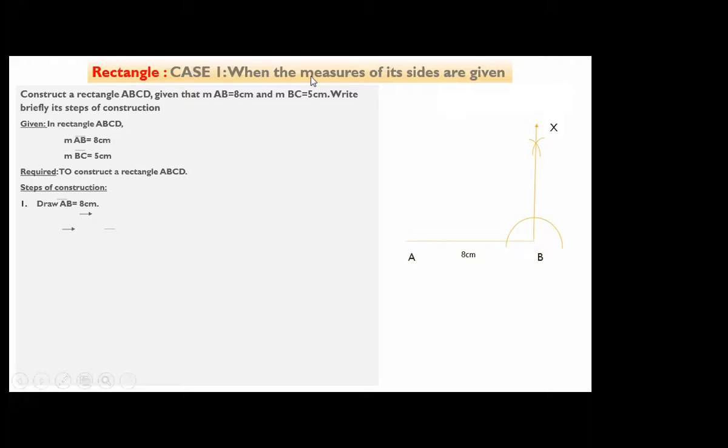Now how can I write perpendicular? Perpendicular can be written like this: perpendicular to AB. Draw BX perpendicular to AB. Okay, draw at B, draw BX perpendicular to AB.